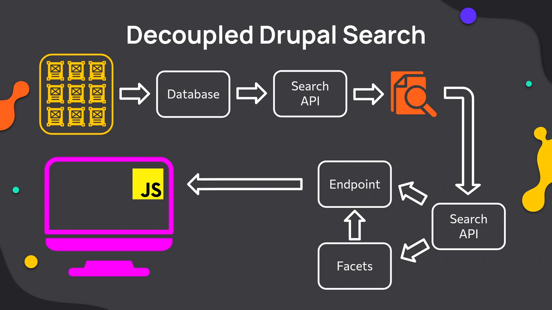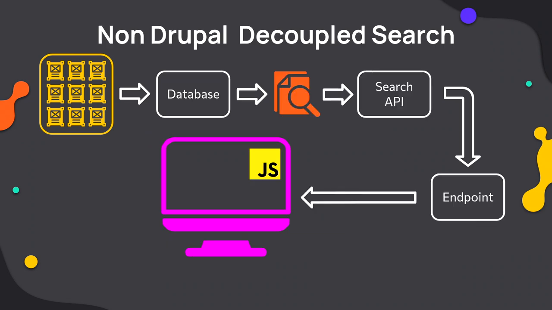And then facets is kind of still its own parallel process, but we can include it in the same endpoint response and just have one single endpoint that gives us all of our results, all of our facets, all of our filters, everything we need to know to render a search experience for the user. And it's not only simpler, but faster. But if you're not doing decoupled search with Drupal at all, you can still cut out even more steps, right?